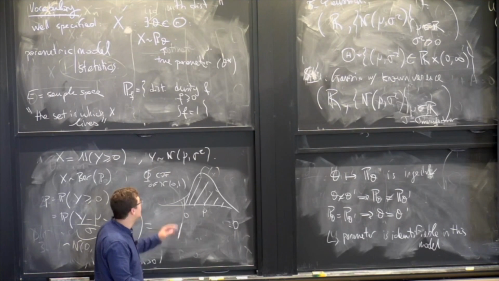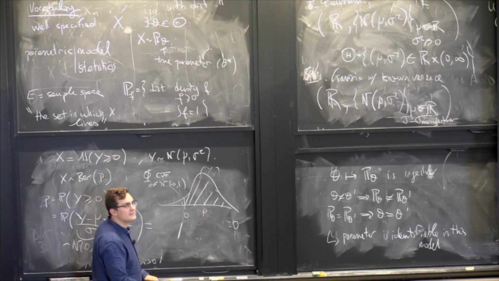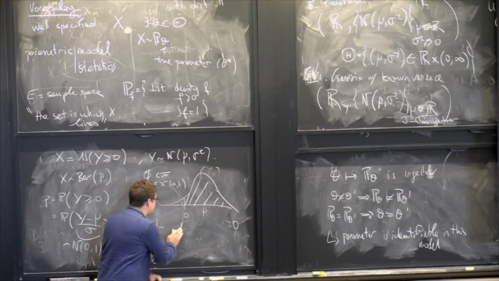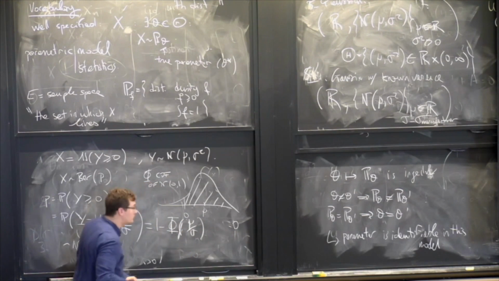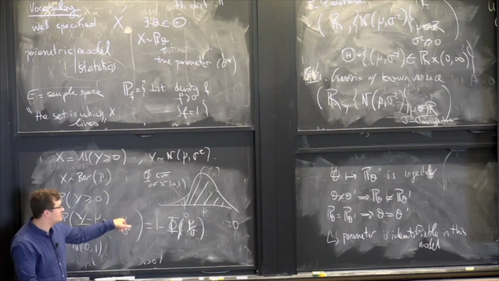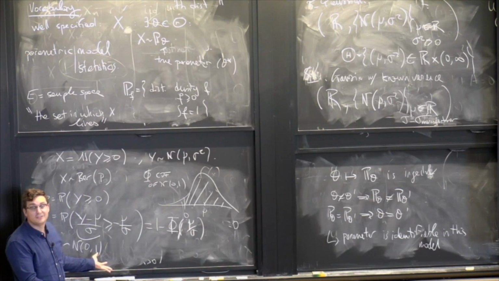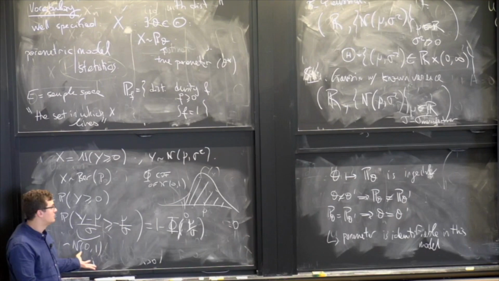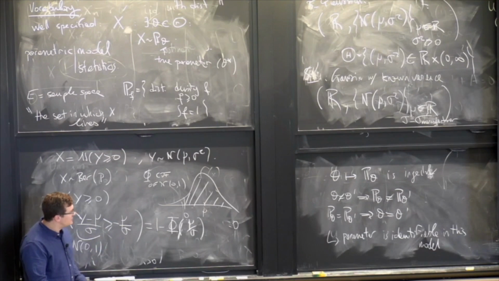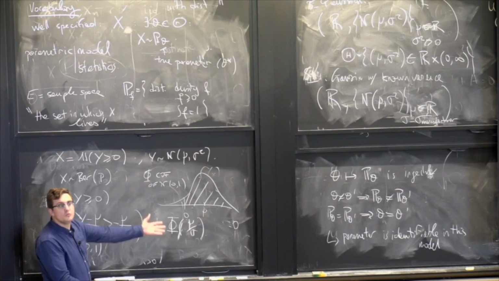You think I defined this for fun? 1 minus phi of mu over sigma, right? Because this is 1 minus the probability that it's less than this, and this is exactly the definition of the cumulative distribution function. So in particular, this thing only depends on mu over sigma.